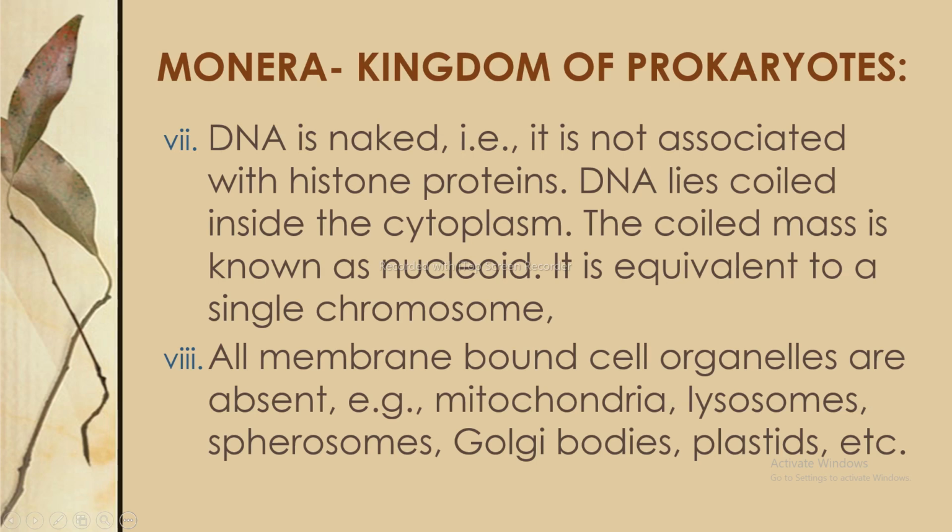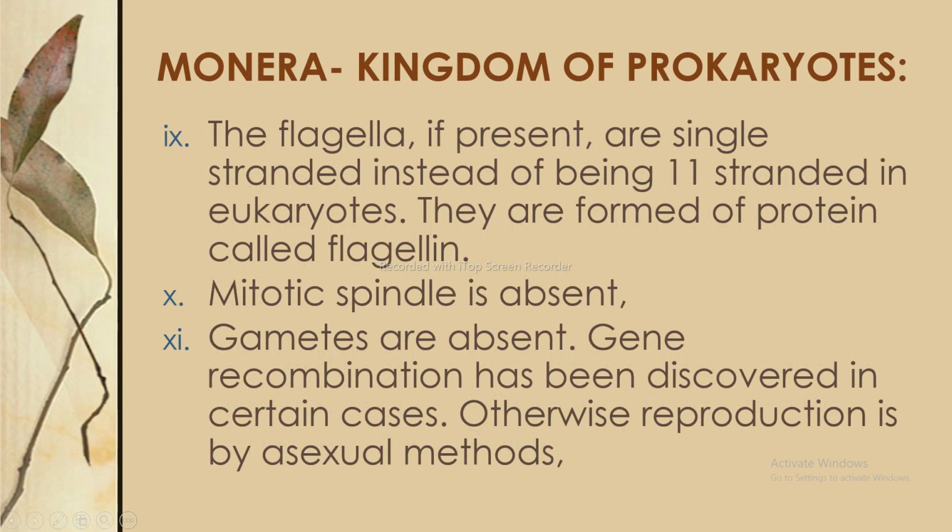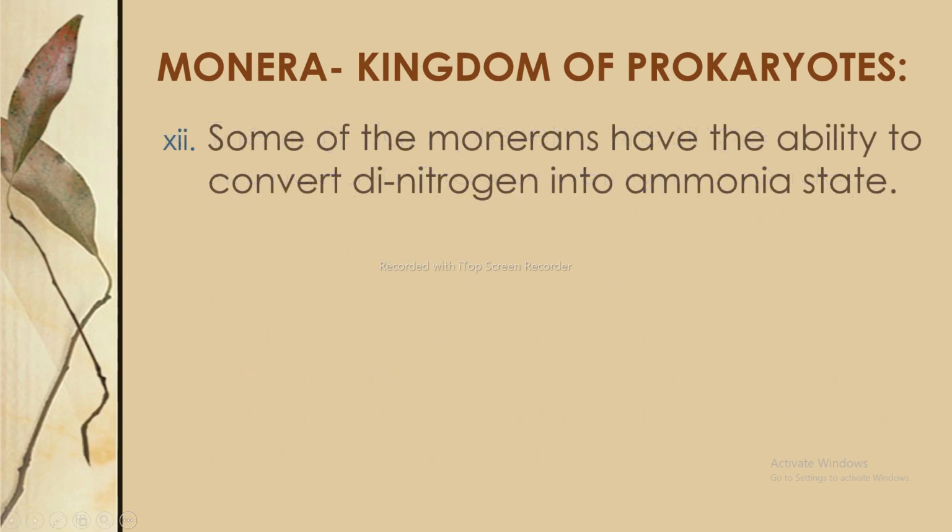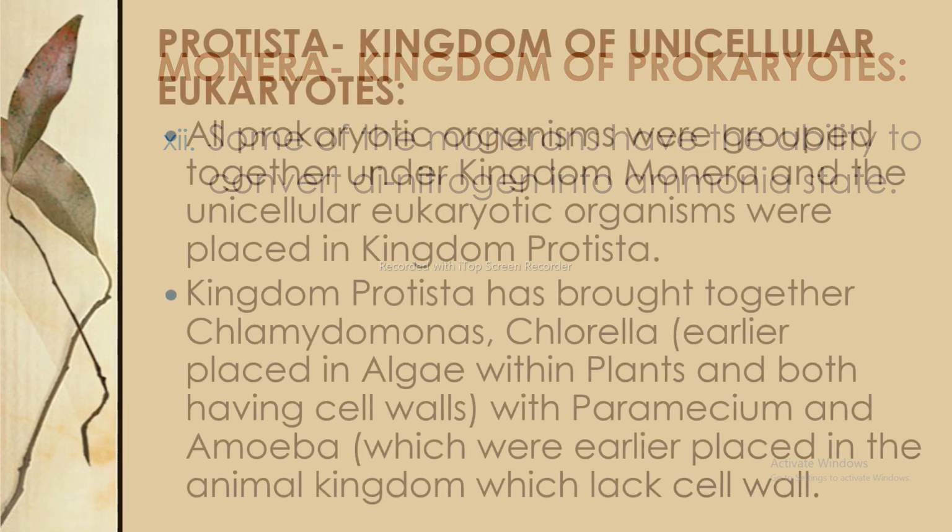All membrane-bound cell organelles are absent. For example, mitochondria, lysosomes, spherosomes, Golgi bodies, plastids, etc. The flagella present are single-stranded instead of being 11-stranded as in eukaryotes. They are formed of a protein called flagellin. Mitotic spindle is absent. Gametes are absent. Gene recombination has been discovered in certain cases. Otherwise, reproduction is by asexual methods. Some of the monerans have the ability to convert dinitrogen into ammonia.